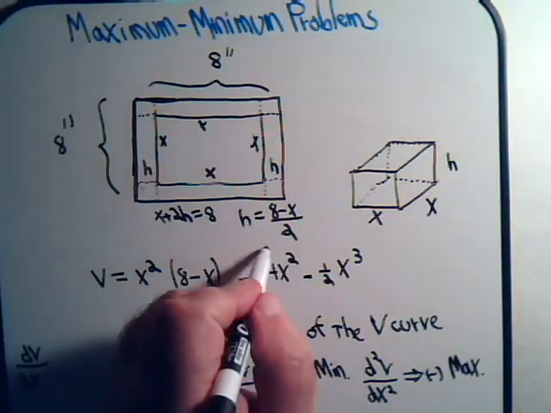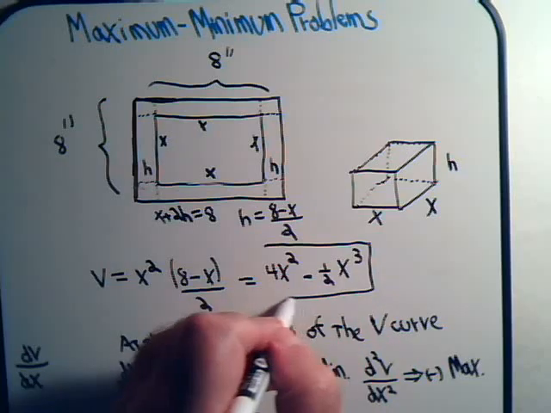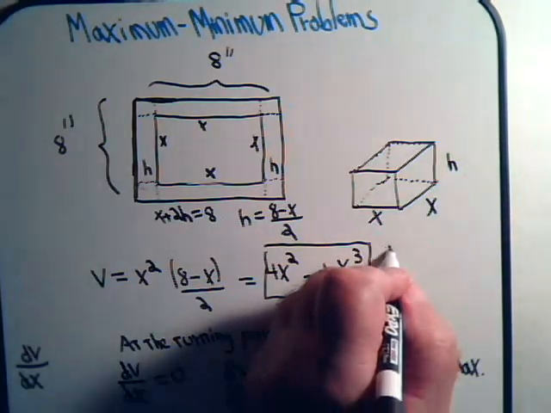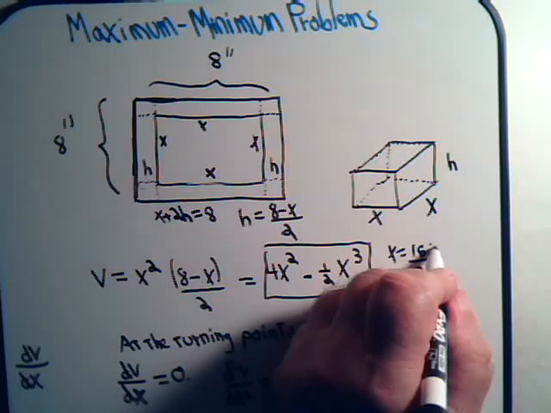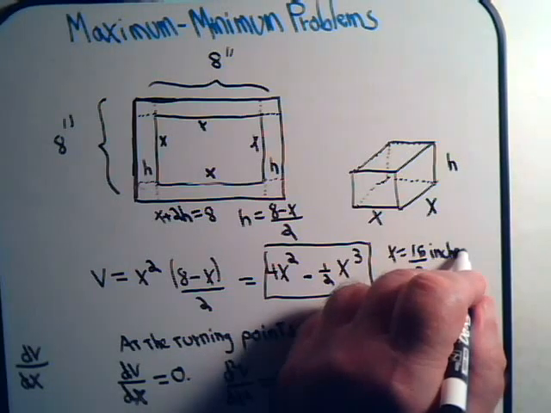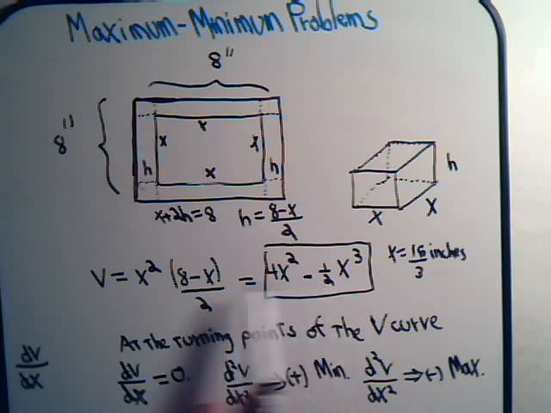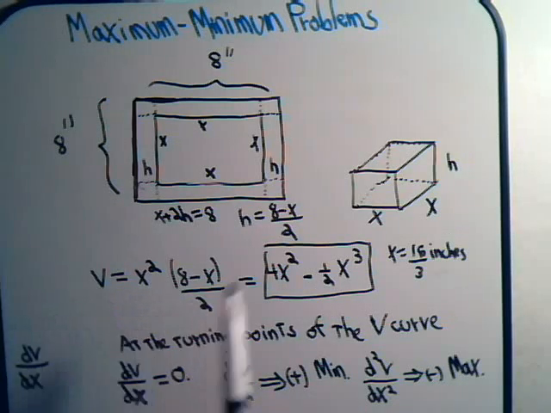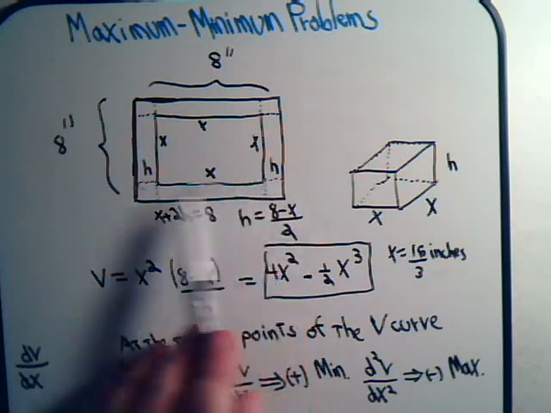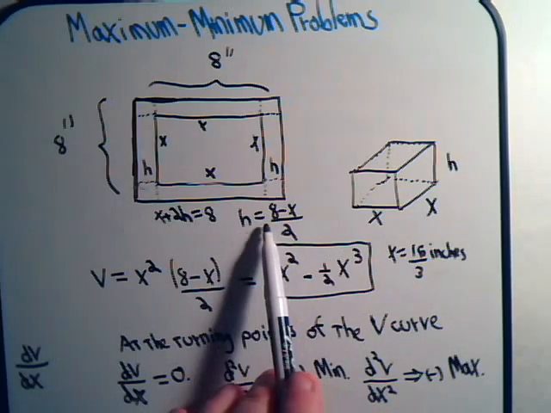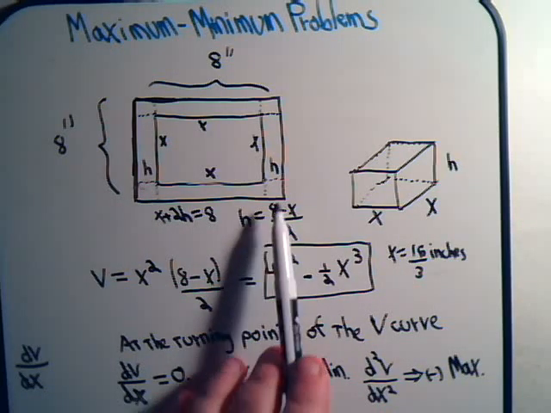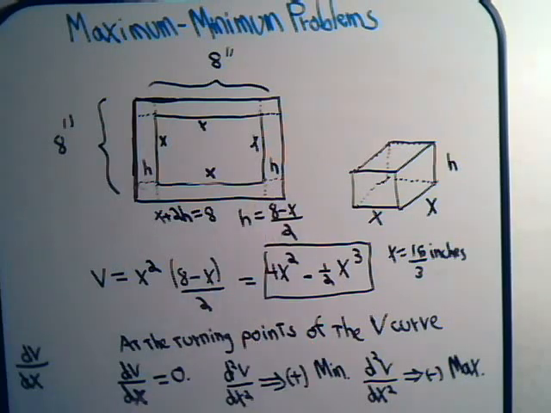So we go back to here. This is the formula for the volume. Plug in x equals 16/3 inches. And that will give you what the maximum volume is. And how far do we have to cut in on each corner to get that? Well, x equals 16 over 3, we can very easily figure out, of course, what h is. And so that's it. The problem is solved.